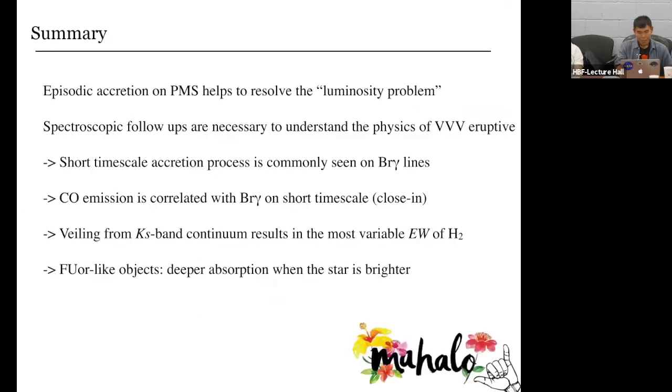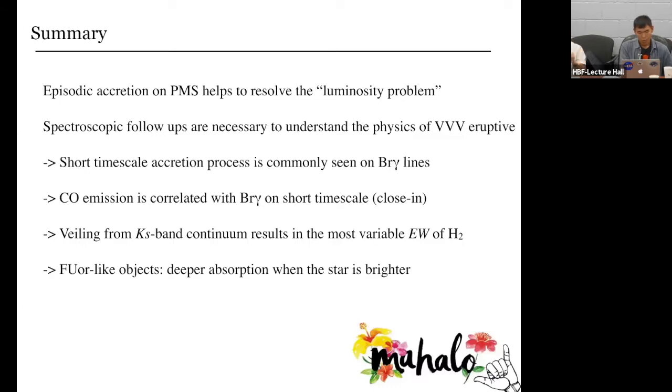So yeah, here is my summary. The episodic accretion process can help us understand the luminosity problem, and we also need spectra to understand the mechanism behind the variation in the light curve. Short time scale accretion variability is commonly seen in Brackett gamma emission. The CO emission is quite correlated with Brackett gamma on very short time scales, which suggests they are very close in location.